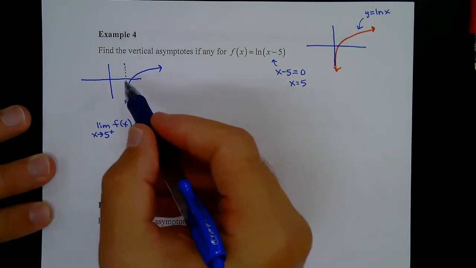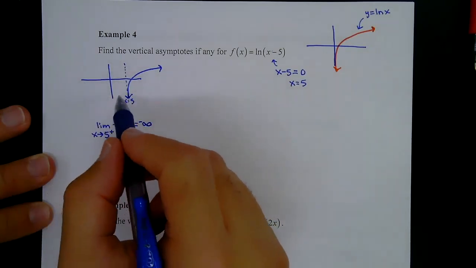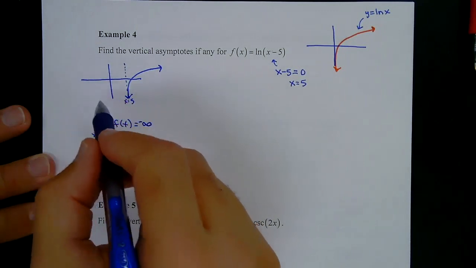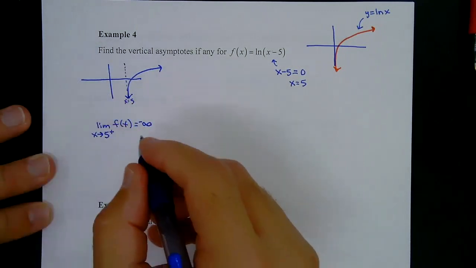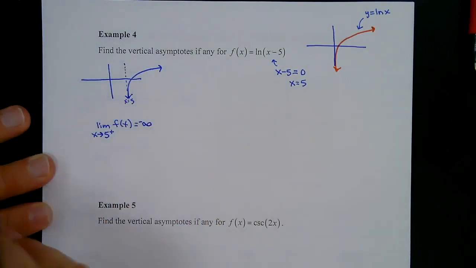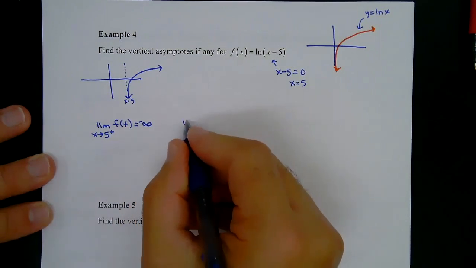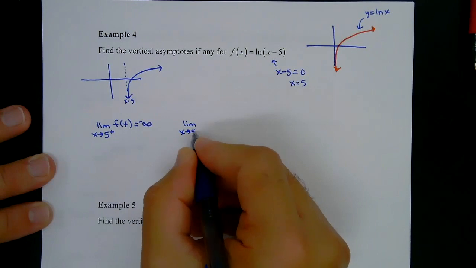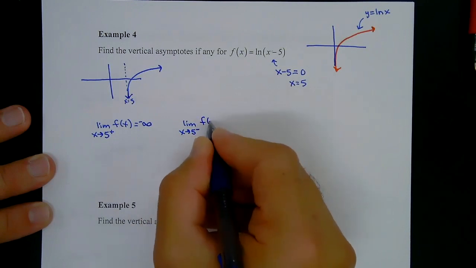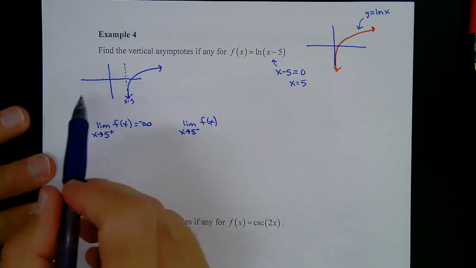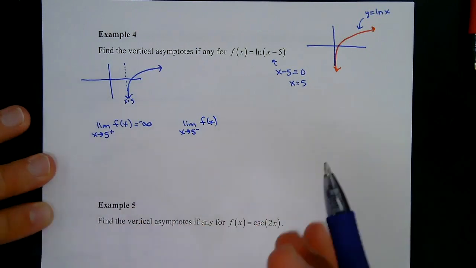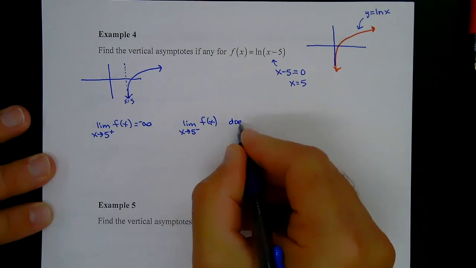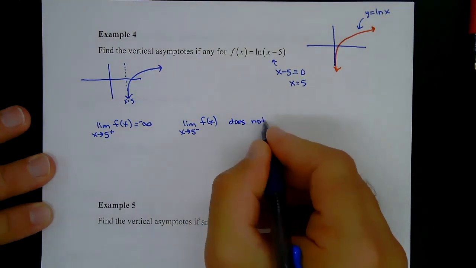So what about this side? Well, the function doesn't even exist on that side. There's no function over here. It's not part of the domain. Any value that's to the left of 5 doesn't exist. So we have the limit as x approaches 5 from the left of f of x. Well, there's no function over here to approach it. There's nothing. So what that means is that this limit does not exist.